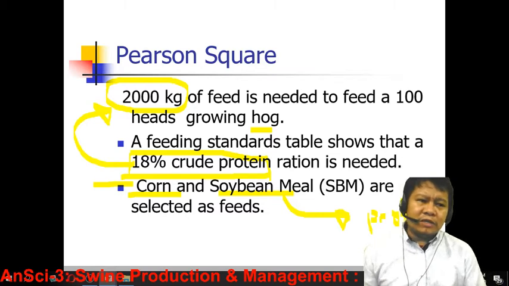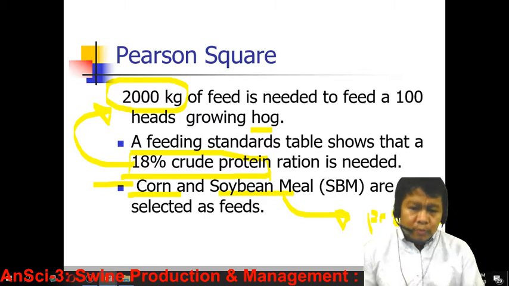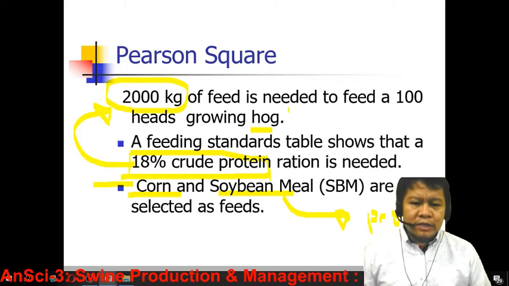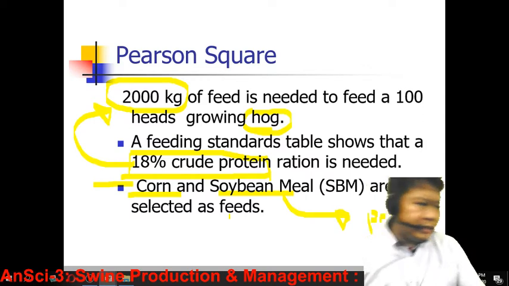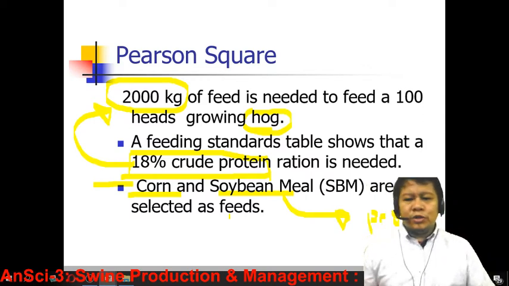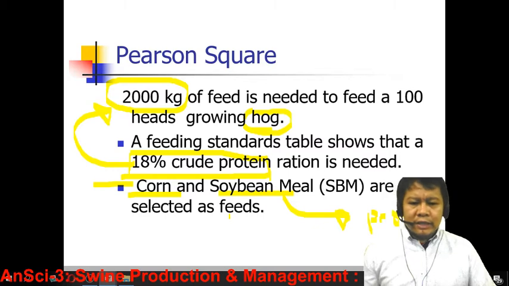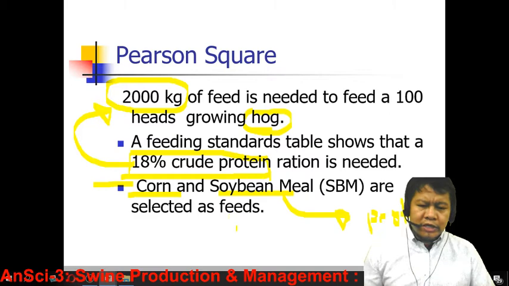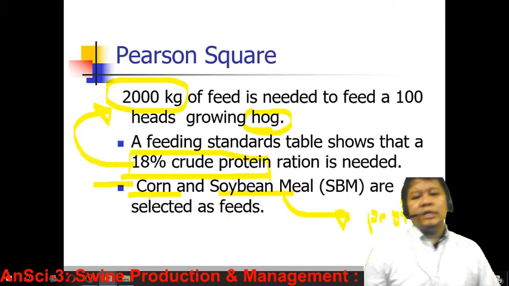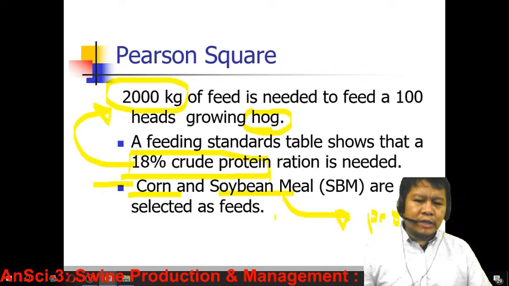Okay, but of course, different stages or productions of animals, particularly swine, or any animals for that matter, at different stages of their growth, there must be different requirements for nutrients, particularly protein. But for this example, these 100 heads of hogs require 18% crude protein. Okay, so now to summarize the situation, we have to produce 200 kilograms of feeds that must have 18% crude protein, by which the ingredients that we will be using are the corn and soybean meal. Okay, so let's proceed.